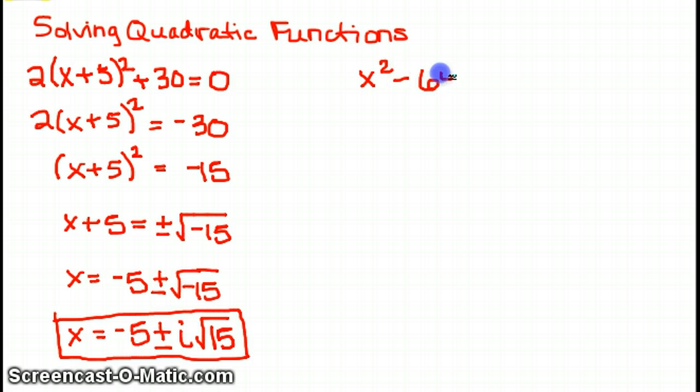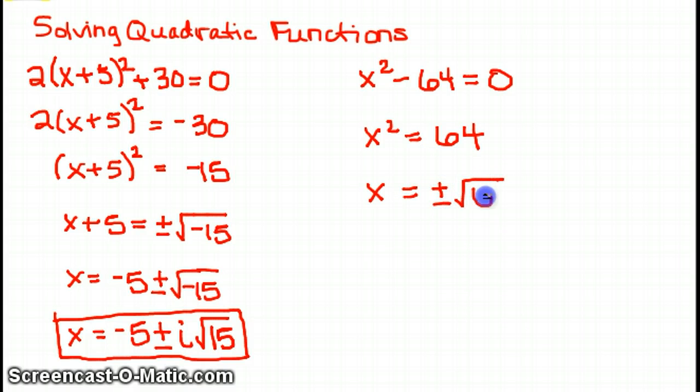Another example would be if I had something that looked like x^2 - 64 = 0. Again, I know I can use the square root method because there's no bx term. So the first thing I would do is add 64 to both sides. Then I need to take the square root of both sides. Again, when I take the square root, it's plus or minus of the value. And then I know that the square root of 64 is plus or minus 8.